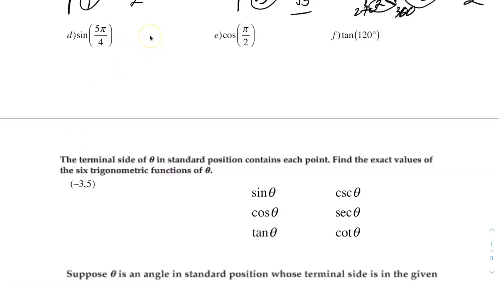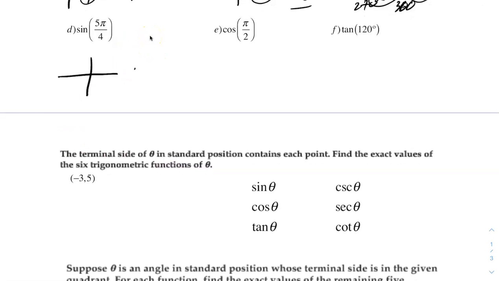Next one, sine of 5 pi over 4. So here's 0, here's pi. Remember, my trick to this is always common denominator. So this is a little bit more than 4 over 4. So this is pi. I can make it 4 over 4, because 4 over 4 is sitting as 1. And then 5 pi, we go a little past 4 over 4 to get to 5. So it's in quadrant 3.